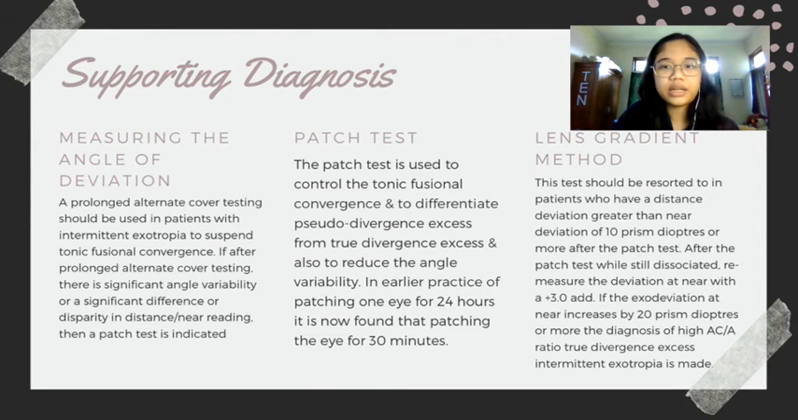And then the last one is the lens gradient method. This test should be resorted to in patients who have a distance deviation greater than near deviation of 10 prism dioptries or more after the patch test. If by the end of this test the exo deviation at near increased by 20 prism dioptries or more, the diagnosis of high AC/A ratio divergence excess intermittent exotropia is made.